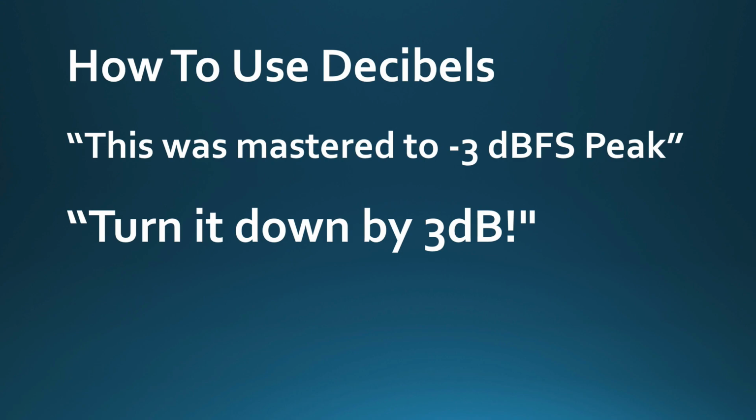A legitimate way to express an absolute value of a piece of audio is to say something like, this was mastered to -3 dB FS peak. So two things there that we didn't have before. We have FS after dB, which stands for full scale. Full scale is the digital scale.